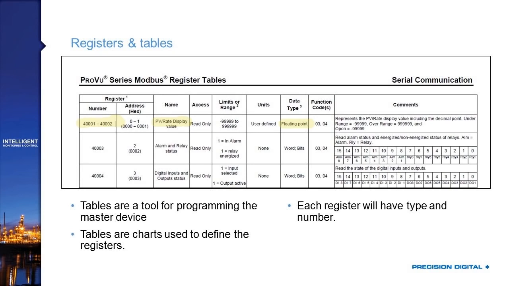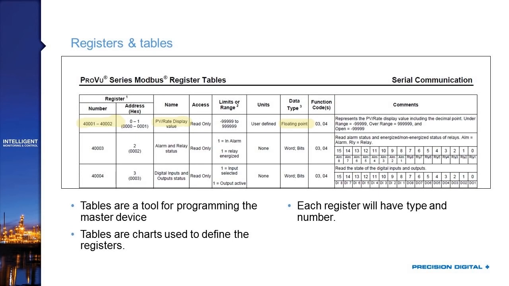So when I go to program my PLC to look at this device and pull out its rate display, as I'm going through my PLC programming, I'm going to know what it is I'm trying to pull out. It's my rate display. I'm going to know the register number that I need to ask for. And when my PLC programming asks for it, I will know that we're talking about a floating point value.